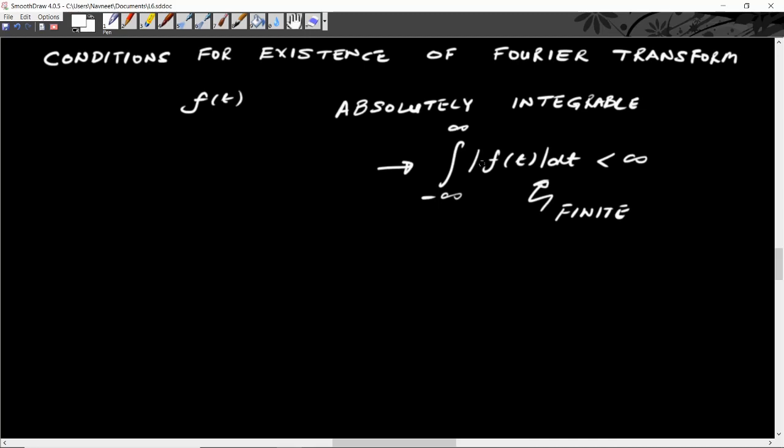However, this particular condition limits the class of functions for which the Fourier transform exists. For example, for a harmonic function f of t equals A times sine omega naught t, defined over the infinite time axis, the Fourier transform for such a function does not exist.